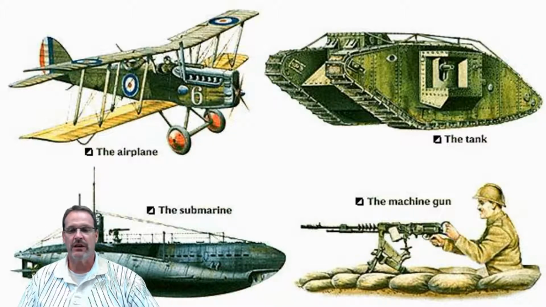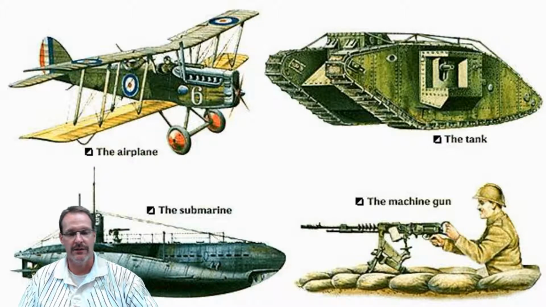But the machine gun changed the ability of armies to fight in mass. They could not overwhelm positions because one guy with a machine gun could literally hold off 1,000 other guys if his machine gun kept operating. All right, so there's some war technology.